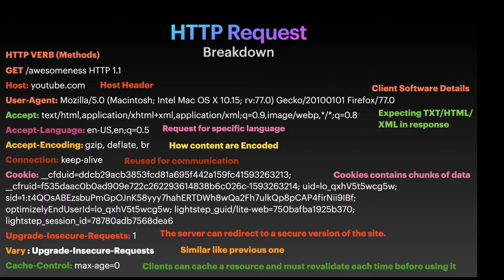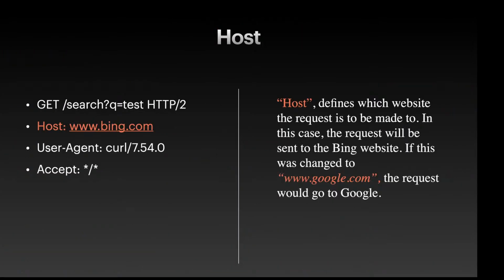Okay, the last one is the Cache-Control. Cache-Control max-age=0 means the client can cache a resource and must revalidate each time before using it. So this basically means we can cache the body of the particular response coming from the server, but we cannot cache sensitive information like cookies. Those cookies need to be revalidated again. Okay, so if the cookies are there in your browser, then they will not be cached. They need to be revalidated whenever you are trying to request a resource. That is why Cache-Control has been added as a header.